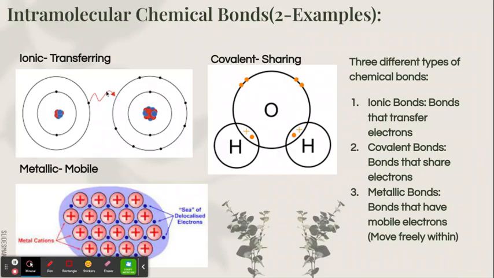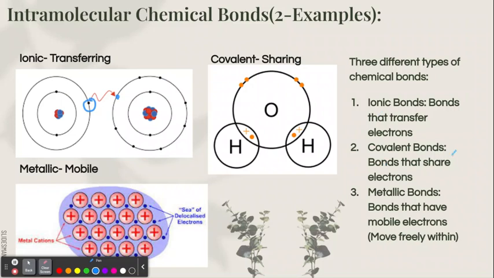Next, we have the intermolecular chemical bonds, slide 2. There are 3 different types of chemical bonds. There are ionic bonds, and these transfer electrons. Here under the ionic you can see that there is this atom, which has the 3 electrons, and this electron is going to be transferred over to this side to give it another atom here to keep a stable ratio of 8, which you will learn about in those other slides.